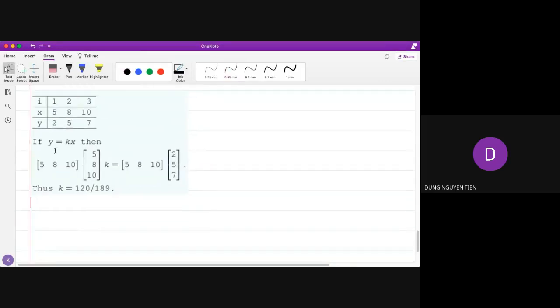Okay, now suppose that y equals k times x, then A is simply the vector of x. You get 5, 8, 10, right? And A transpose times A times k equals A transpose times y, equals 2, 5, 7. Then you can solve for k and you get this value. Okay.